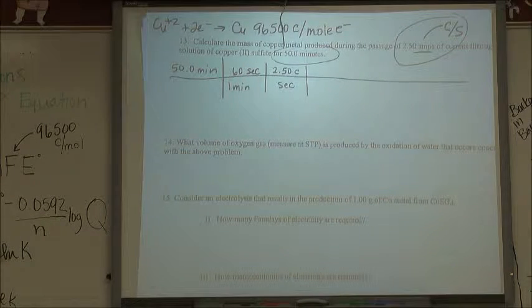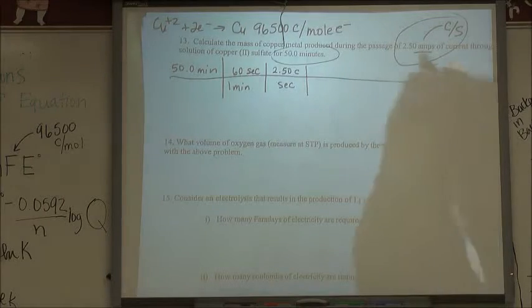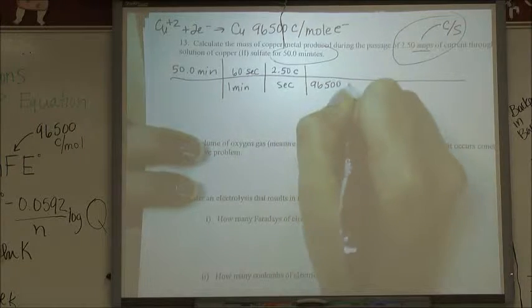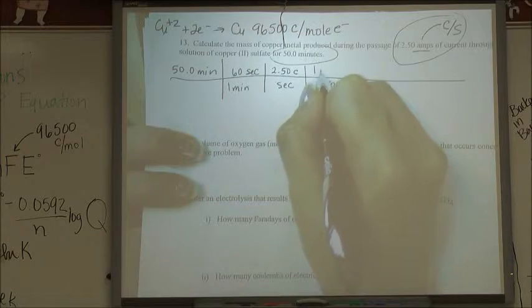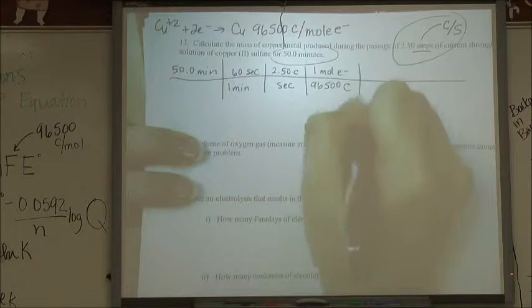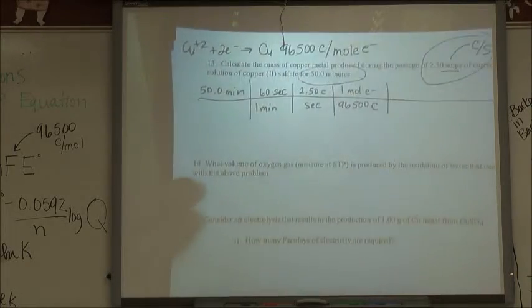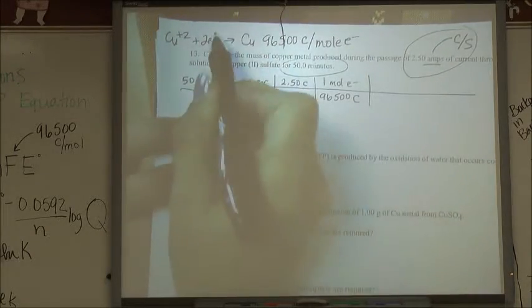Would you please get me out of physics hell and get me into chemistry world now? How do I do that? 96,500 coulombs for every 1 mole of electrons. Okay. Now I'm in a place where I can understand. Now we do stoichiometry, and this is why I wanted you to write this equation. Here's your mole of electrons.